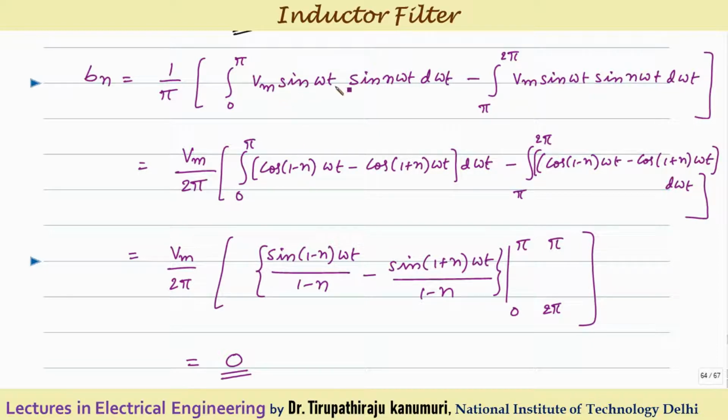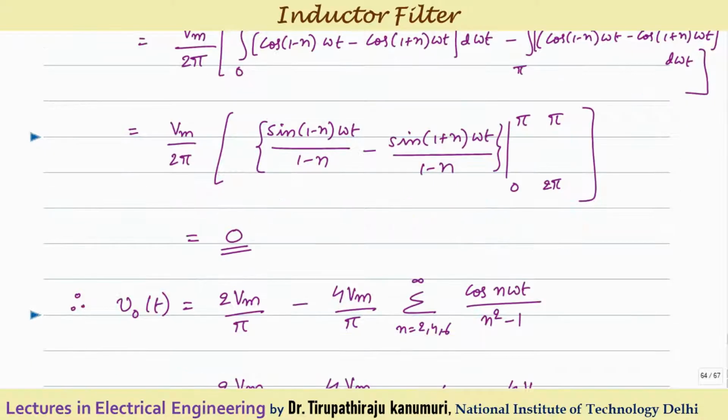So this I can write as 2 sin A sin B form. This is cos A minus B minus cos A plus B divided by 2. So that 2 I have taken outside, V maximum taken outside. This is cos A minus B, that means 1 minus n times of omega t, minus cos A plus B, that is 1 plus n times of omega t. Same thing here with the minus sign. So this I have simplified, just done the integration and substituted the limits. When you substitute the limits, you will get this answer as 0.